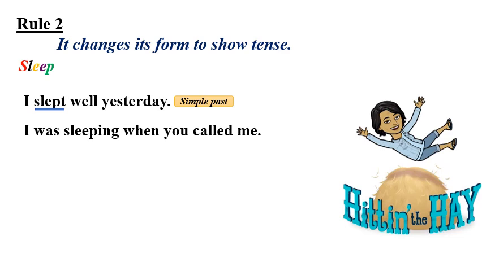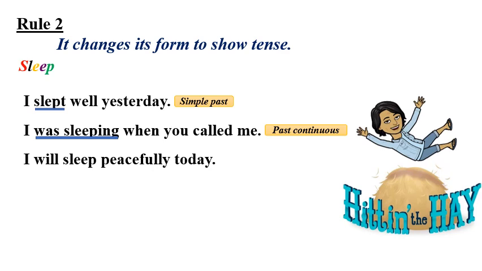In the second sentence, the verb sleep has changed its form to sleeping and has taken the helping verb was before it to show that the action was going on in the past. "I was sleeping when you called me." Past continuous. Look at the third sentence. "I will sleep peacefully today." The verb sleep takes the help of the auxiliary verb will to show that the action will happen in the future.